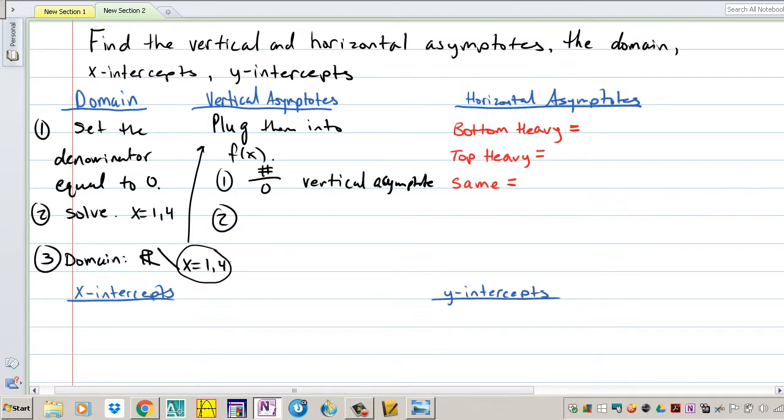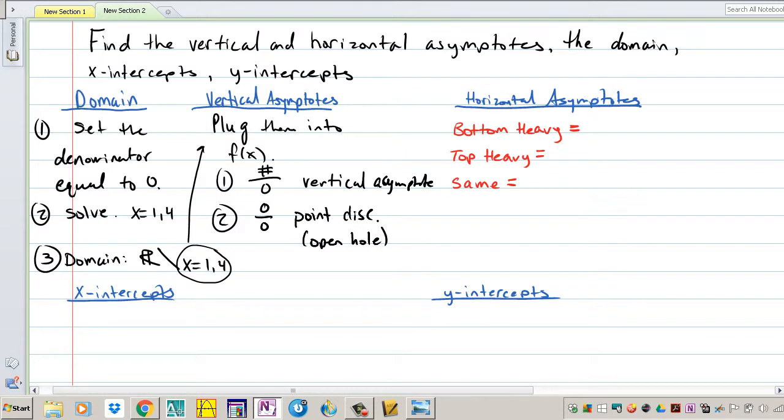Okay. If you plug in another number and you get 0 over 0, this is not a vertical asymptote. We call this a point discontinuity. In other words, an open hole in the graph, not an actual asymptote.